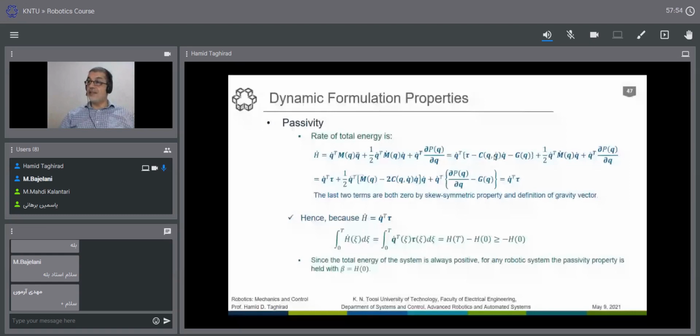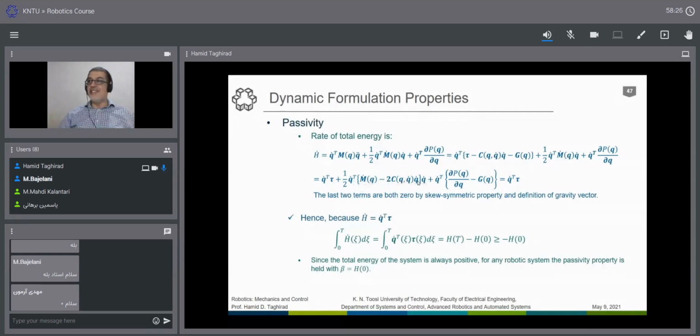We have the first term here. We have so many terms in here, but all of them become zero except the first term. This is because of the skew symmetricity property of the matrix C, which is very important, as I mentioned here. We can see q dot is here. Then we have this one plus this term. We put them together by half: M dot minus 2C. Very good. M dot minus 2C is equal to 0.